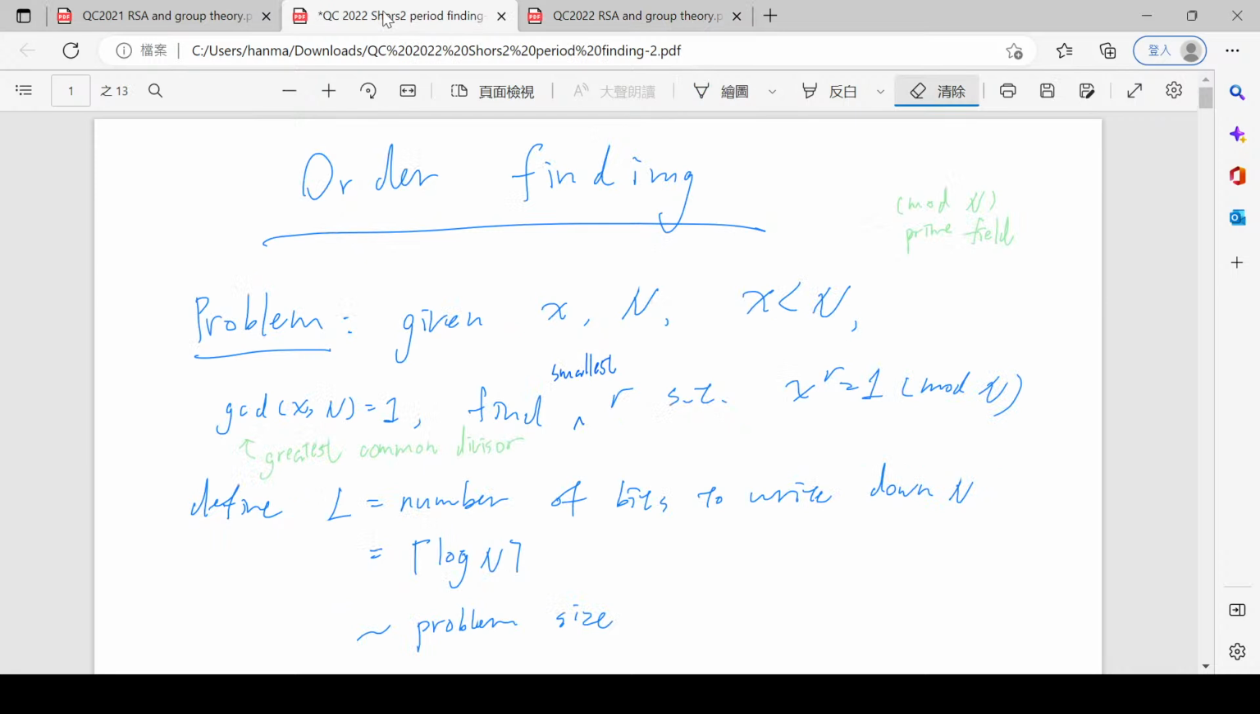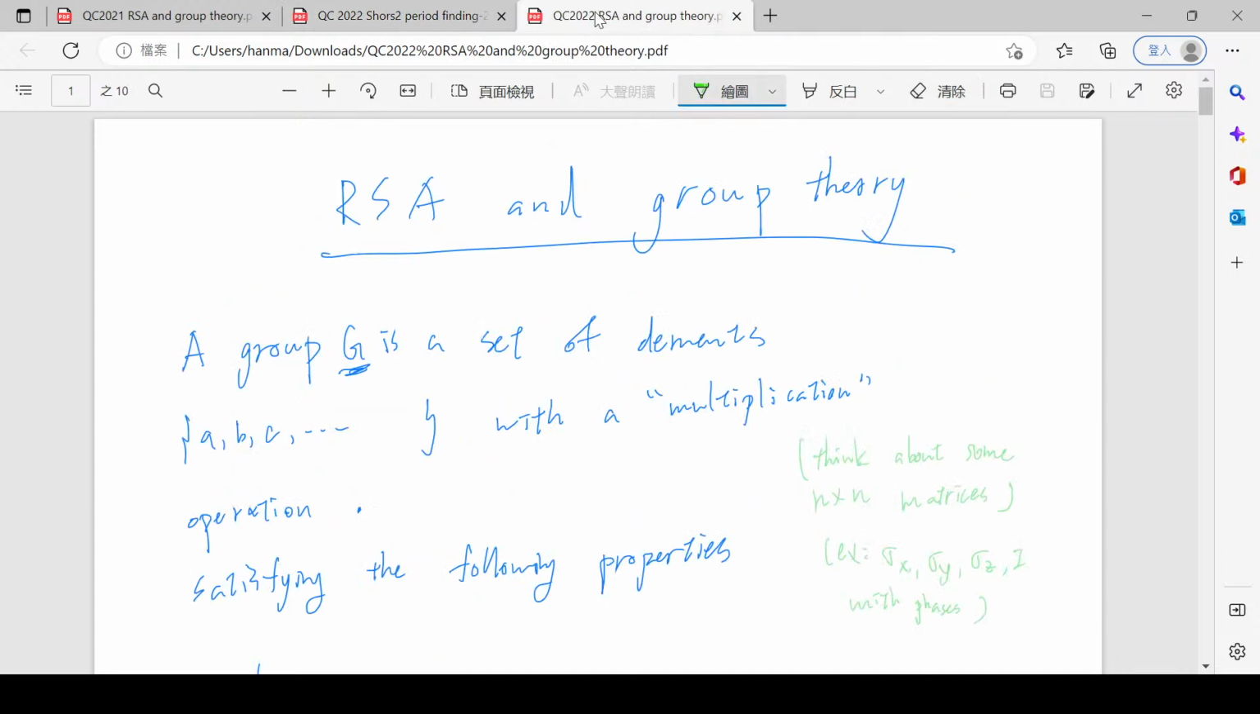Any question on this Shor algorithm? Otherwise, let's go to our number theory.